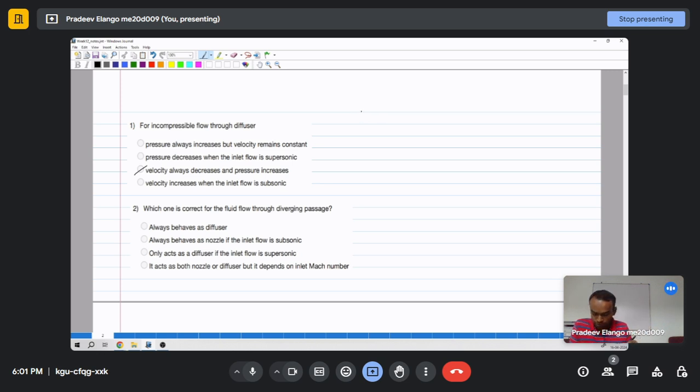So for example, in the incompressible diffuser, the section will be diverging. The flow will be in this direction. So here the area increases as we go along the direction of flow. Pressure increases and velocity decreases.